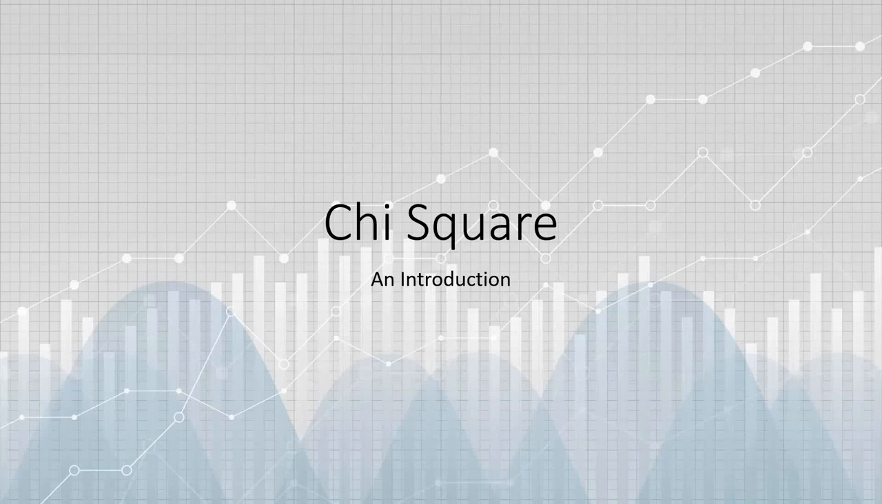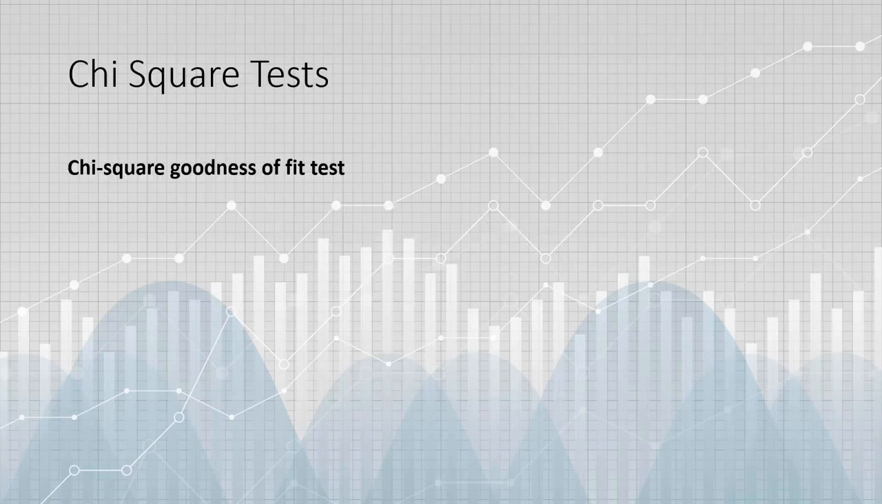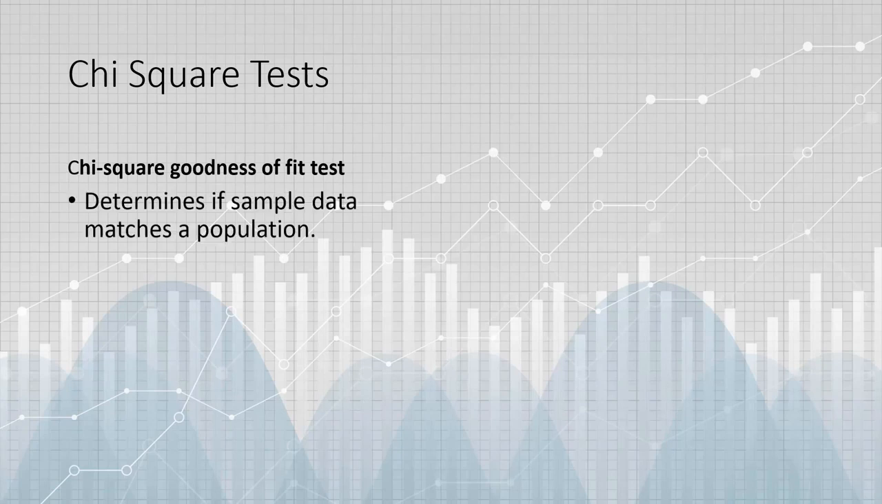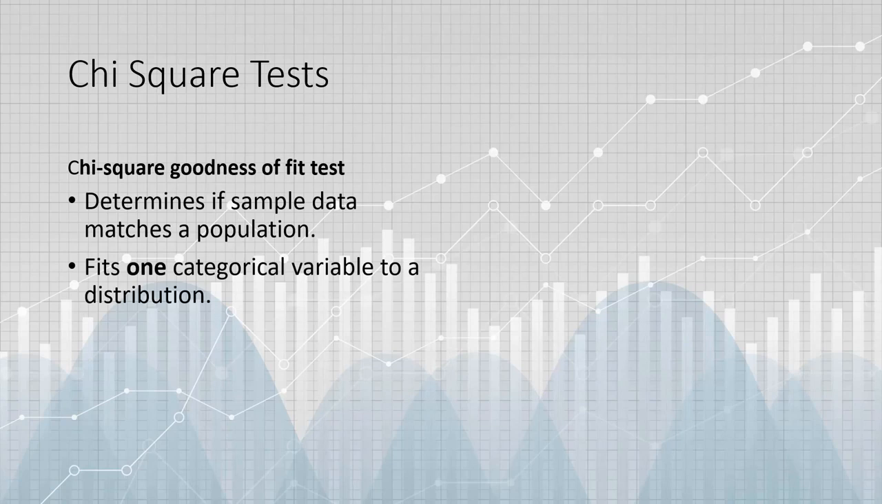This video is a brief introduction to chi-square. There are two types of chi-square tests. Both use the chi-square statistic and distribution for different purposes. A chi-square goodness of fit test determines if sample data matches a population. It fits a single categorical variable to a distribution.